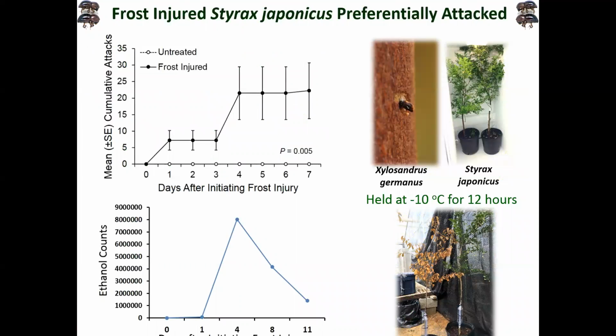So we've conducted some controlled experiments looking at the effect of frost injury on Styrax japonicus, Japanese snowbell. Basically, we found that frost-injured trees were preferentially attacked, and beetles started attacking those trees within 1 day of frost injury being imposed, with attacks peaking around 4 days. We looked at ethanol levels in those frost-injured trees, and we had ethanol being induced after 1 day, peaking around 4 days, which again coincided with the peak number of attacks. And no ethanol was emitted from the non-frost-injured trees.